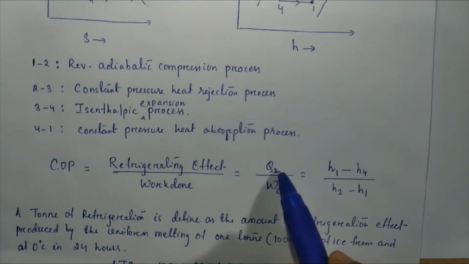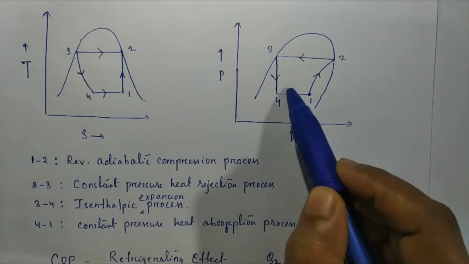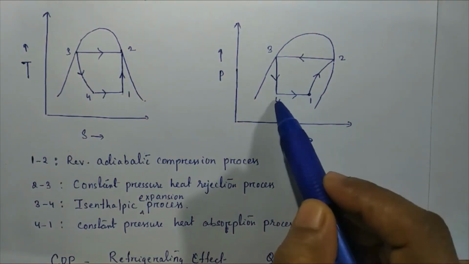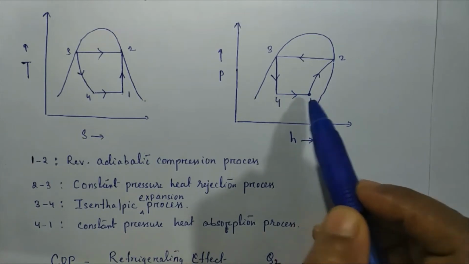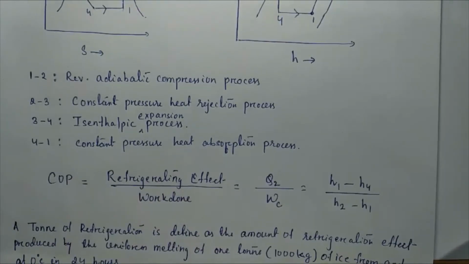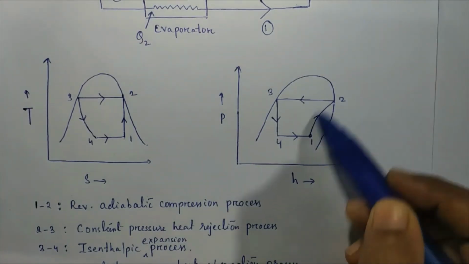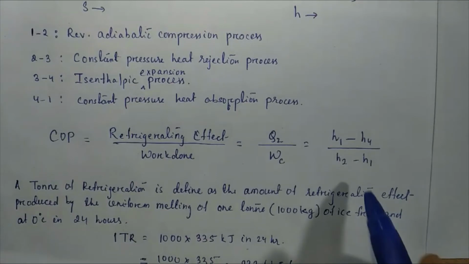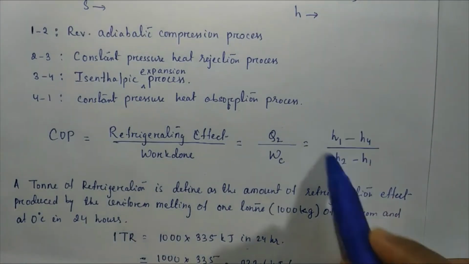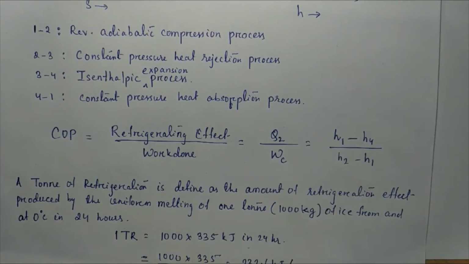So if we define this heat energy and work in terms of change in enthalpies, Q2 is equal to H1 minus H4. This is the Q2, this is the evaporation process, 4 to 1. During the 4 to 1 process the evaporation takes place, so the change in enthalpy is H1 minus H4. And WC, that is the compression process, the change in enthalpy is H2 minus H1. So if we consider the values of H1, H4, H2, we can get the coefficient of performance of the VCRS system.